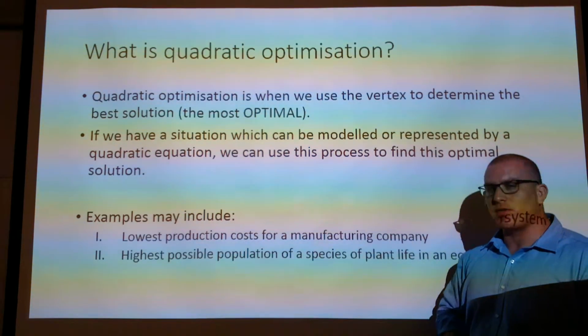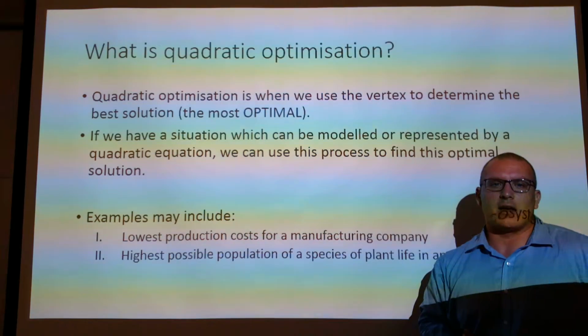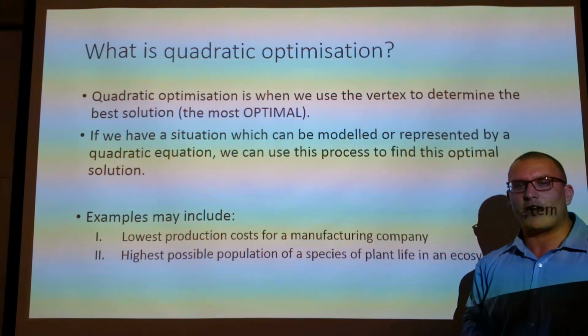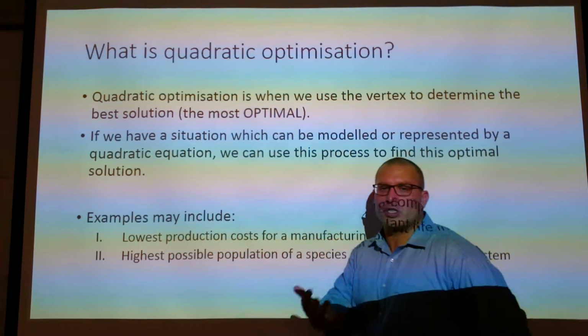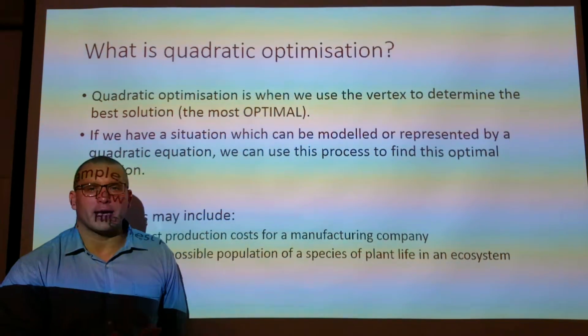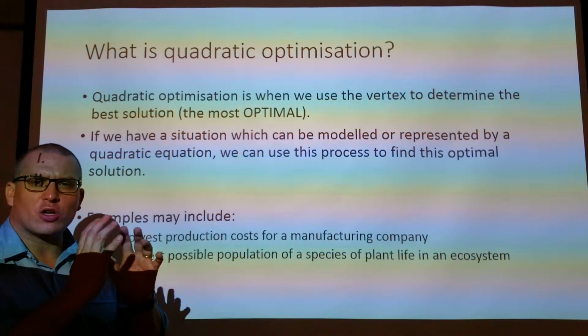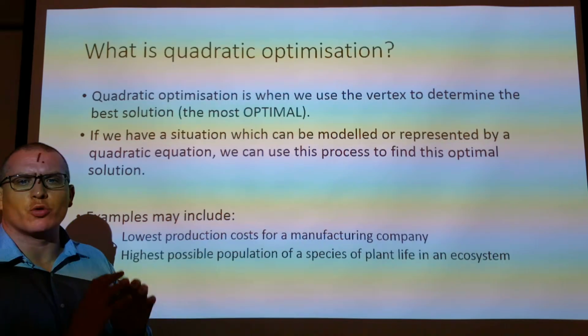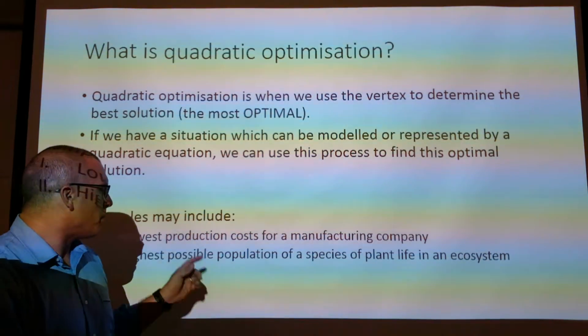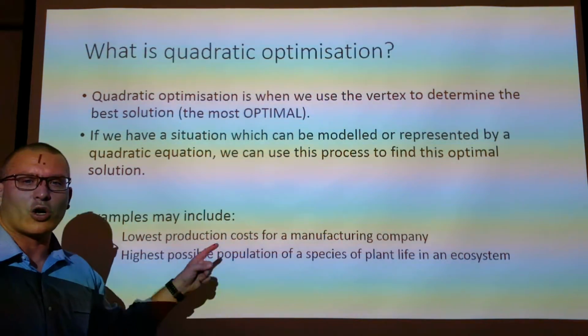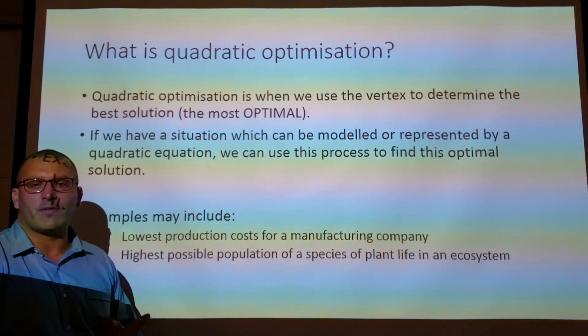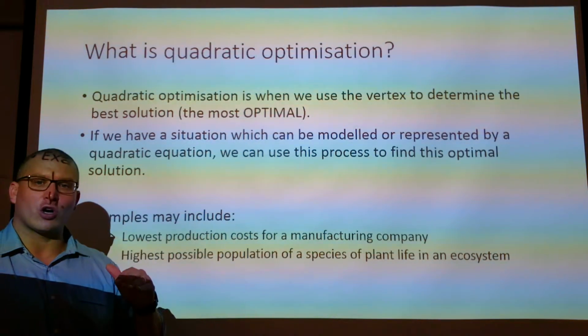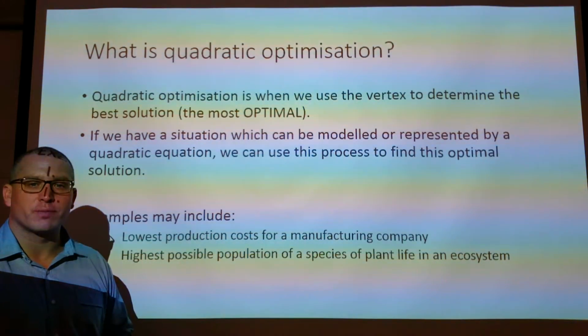Here are some examples of this. You may be running some sort of manufacturing company, and there are costs involved with producing whatever you make. Now, if the cost of your production is modeled by some sort of quadratic equation, maybe we could ask, what's the lowest cost of manufacturing we need for that company? Because of course, if you lower costs, it's a way to increase profit.